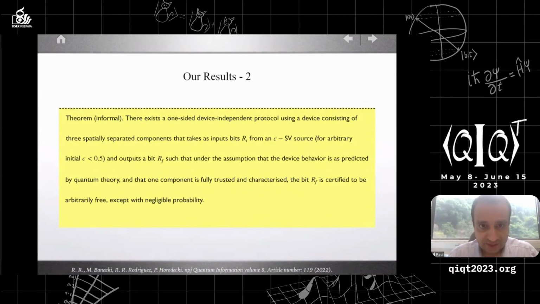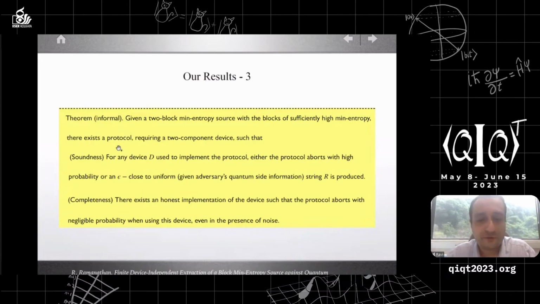So let me just tell you not these results. I'll just tell you this particular result, which is the latest in this direction. It says that if I have a 2-block min entropy source, where the blocks have sufficiently high min entropy, I'll tell you what this sufficiently high means in a moment. We have a device-independent protocol with a 2-component device, which means there are 2 shielded parts to this device, that obeys the soundness and completeness criteria of security.